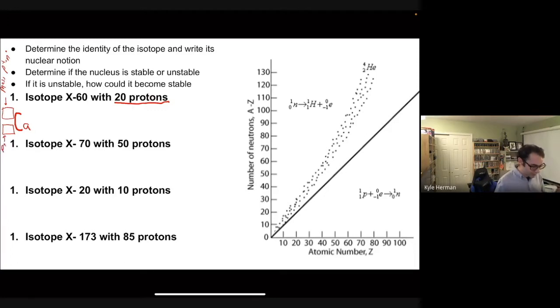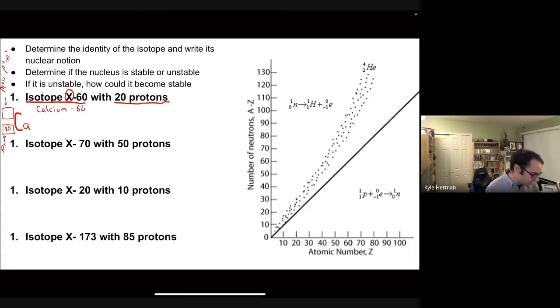So for calcium, calcium's always going to have a bottom number of 20 because it's always going to have 20 protons. Now, what they're telling us here, and this is the hyphen notation, and they put an X here because they didn't want to give away that it was calcium. So what it would actually look like is calcium dash 60.